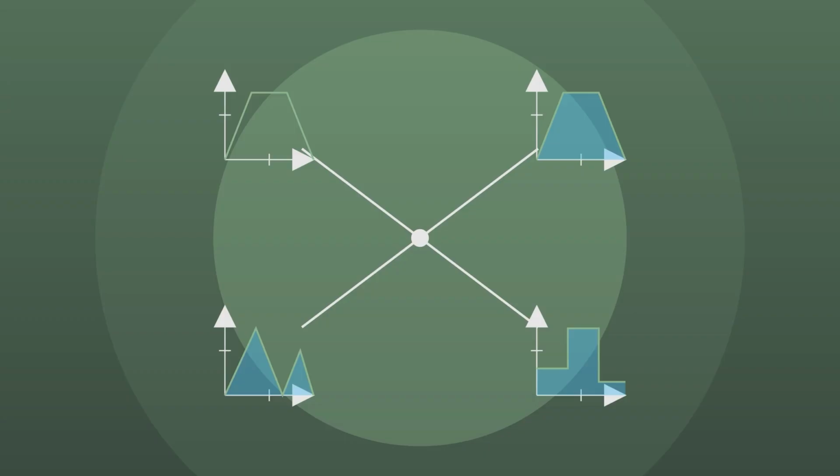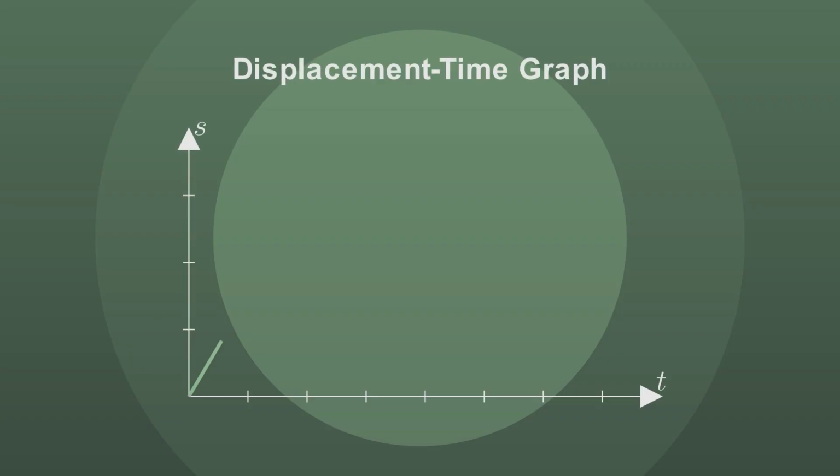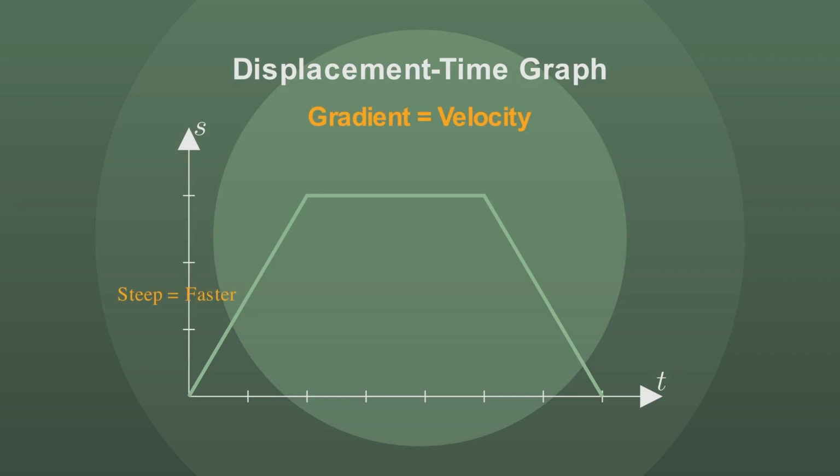But for now, let's just go through each graph and how to interpret them. Okay, so displacement time graph. We have S on the y-axis and T on the x-axis. Here, the gradient, which is the slope, gives you velocity. So a steep line means a faster object. A horizontal line means the object is at rest. And a negative gradient means that the object is coming back.